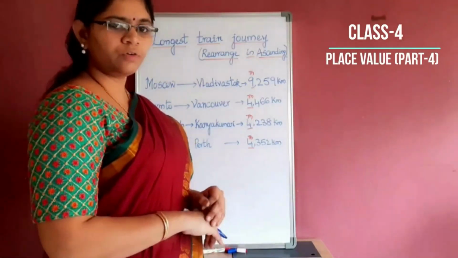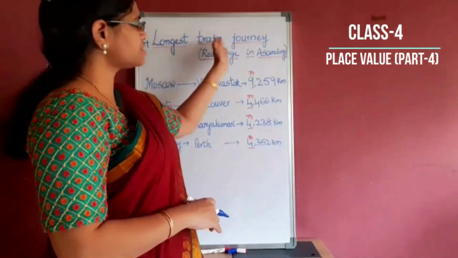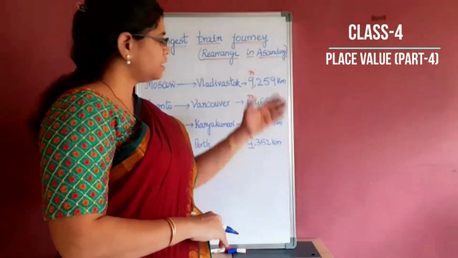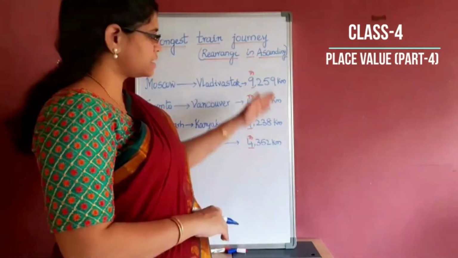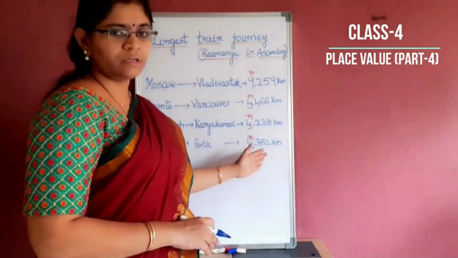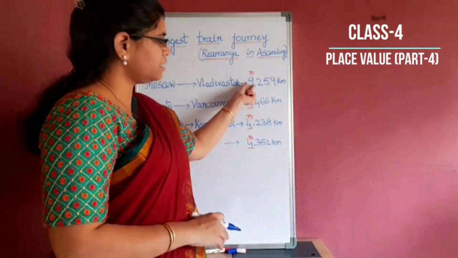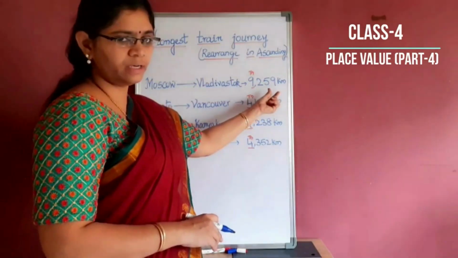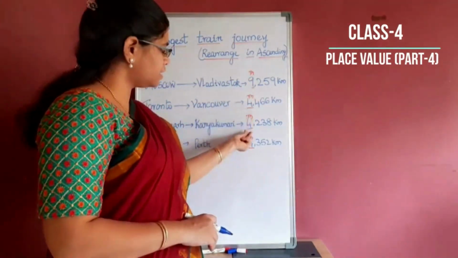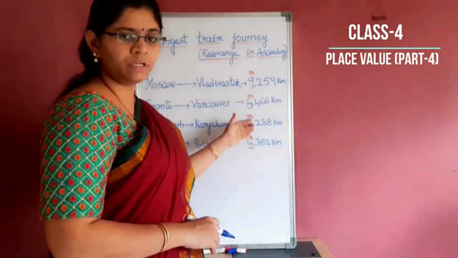So here in the fourth sum, they have given the longest train journey recorded by the railways, and we have to arrange them in ascending order. Now let us see those numbers, children. So these are the distances they have given. Now this is 9,259. This is 9 in thousands period. And here the remaining 3 have 4 in thousands period.